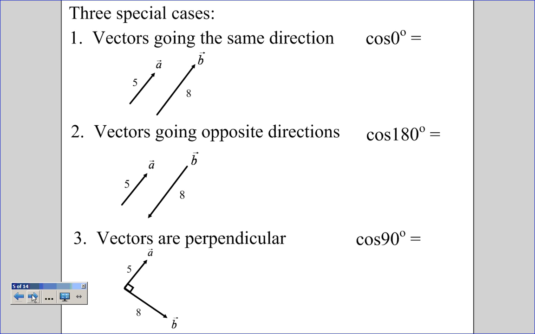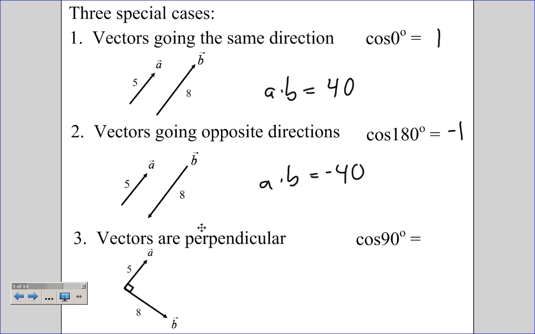So there are some special cases that we need to look at. Vectors going in the same direction would have an angle of 0. The cosine of 0 is 1. So A dot B in this situation is going to be 40, because it's 5 times 8 times 1. If they're going in the opposite direction, cosine of 180 is negative 1. So it would be 5 times 8 times negative 1. In this situation, A dot B would equal negative 40.